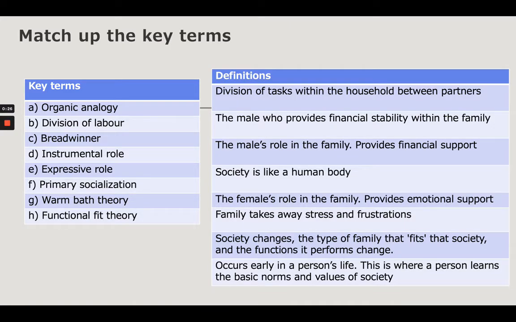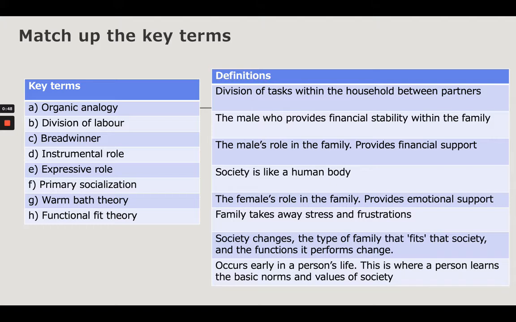So first thing I'd like you to do, just to jog your memory on functionalism's view of the family, is to match up the key terms to their definitions. So under the definitions, all you have to do is write the letter of the key term you think it goes with. So pause the video here and have a go at doing that.